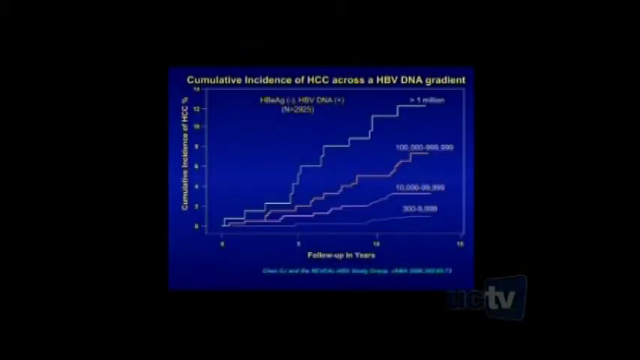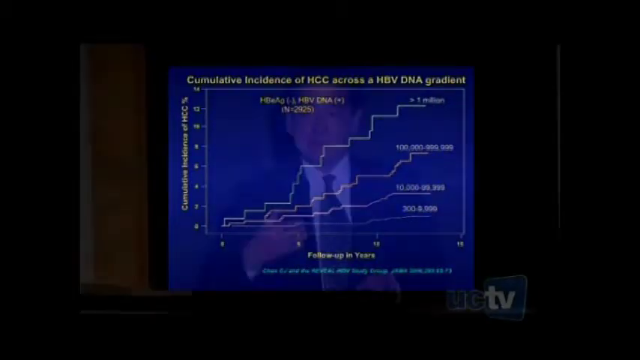But this is a huge study coming from Taiwan. In those countries, the incidence of liver cancer is extremely high. And you see the incidence of liver cancer across the hepatitis B DNA gradient at baseline. The higher the viral load at baseline, the greater the risk for developing liver cancer. If you have a viral load greater than 1 million, this is the risk for developing liver cancer over 10, 15 years, much higher than those with lower viral load. So this needs to be confirmed, but it may have important implications for treatment to lower the risk of developing liver cancer in these individuals.